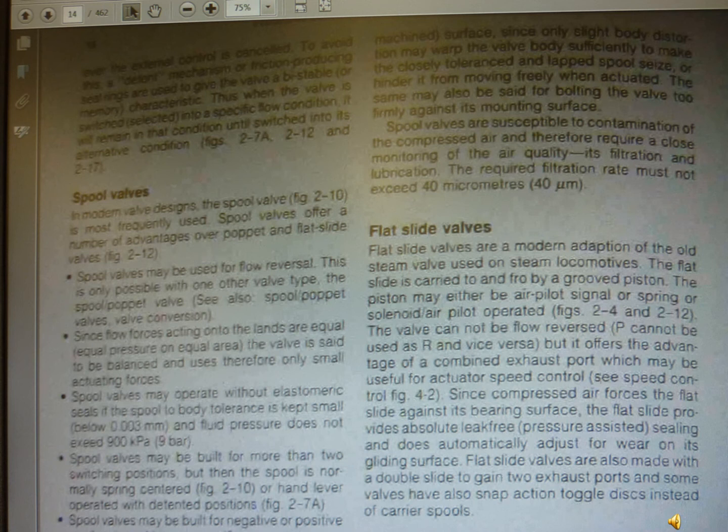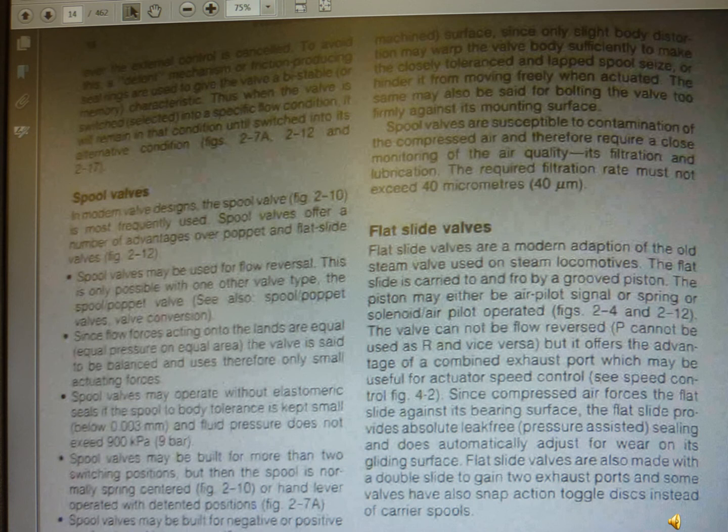And the flow forces acting on the ends, the lengths, are at equal pressure. The valve is said to be balanced and therefore needs only a small actuating force. Spool valves may operate without elastomeric seals, and a spool valve may be built for more than 2 switching positions. So these are the characteristics of spool valves.